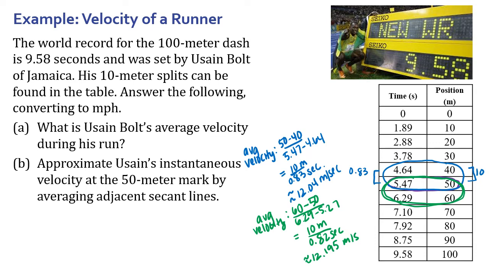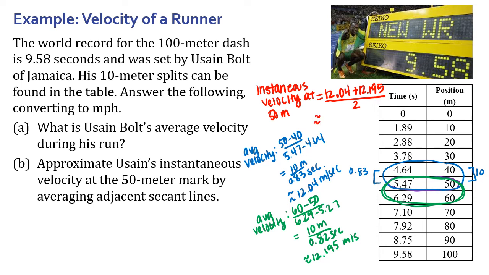So now I have that slope as he's approaching it, and I have that value as he's leaving it. So what we'll do is find the average between the two. When I average those two, that's what's going to give me that instantaneous velocity. So at 50 meters, that's going to be taking that 12.04 meters per second plus that 12.195 meters per second and dividing that by 2 because we have two values. So finding the average, you add them together and divide by how many you have.